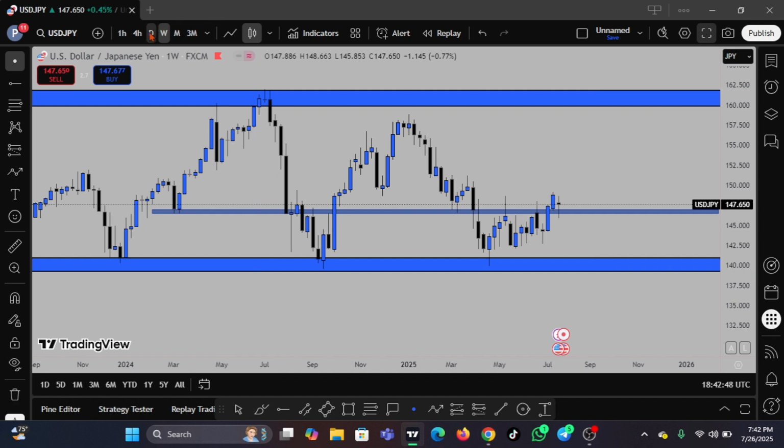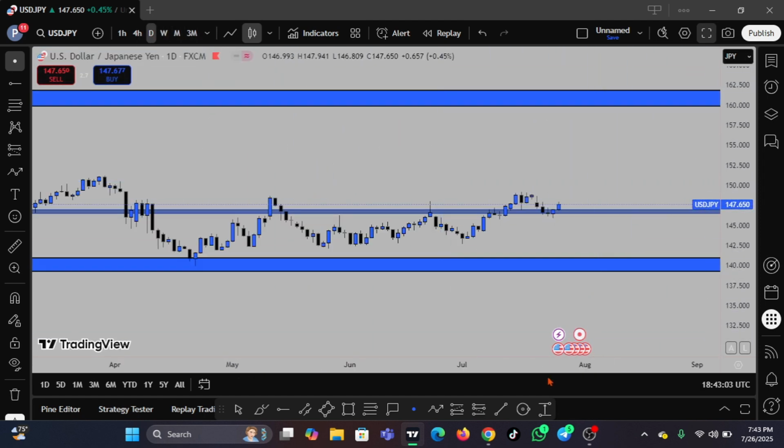80% bullish on Usdjpy. Of course, I may change my plan depending on how the market reacts, but based on what I'm still currently seeing on my chart here, I'm 80% bullish on Usdjpy with the kind of structure I'm seeing on the weekly chart. So let's scroll down to the day chart.